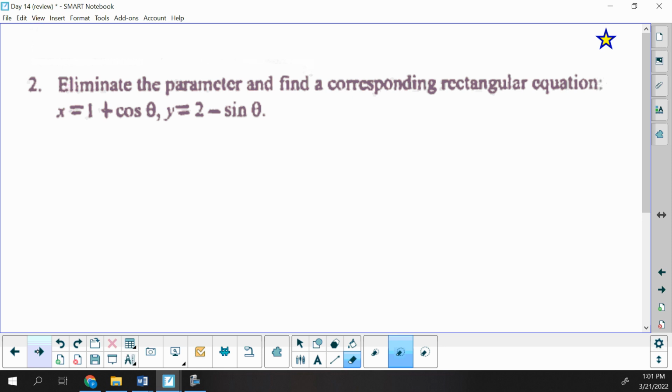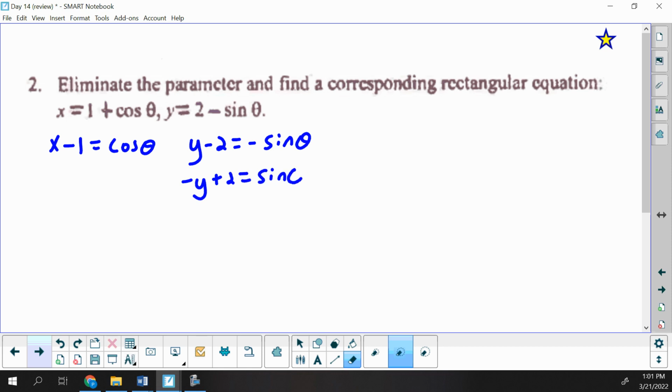Let's go over to number 2, another eliminate the parameter one, but we've got trig. We want to get the sine and cosine by itself, so we have x minus 1 equals cos theta, and y minus 2 equals negative sine theta. Then divide by negative, and you get negative y plus 2 equals sine theta. So we're doing our Pythagorean property that sine squared theta plus cos squared theta equals 1. We'll have x minus 1 squared plus negative y plus 2 all squared is equal to 1, and again, that's coming from cos squared plus sine squared equals 1.